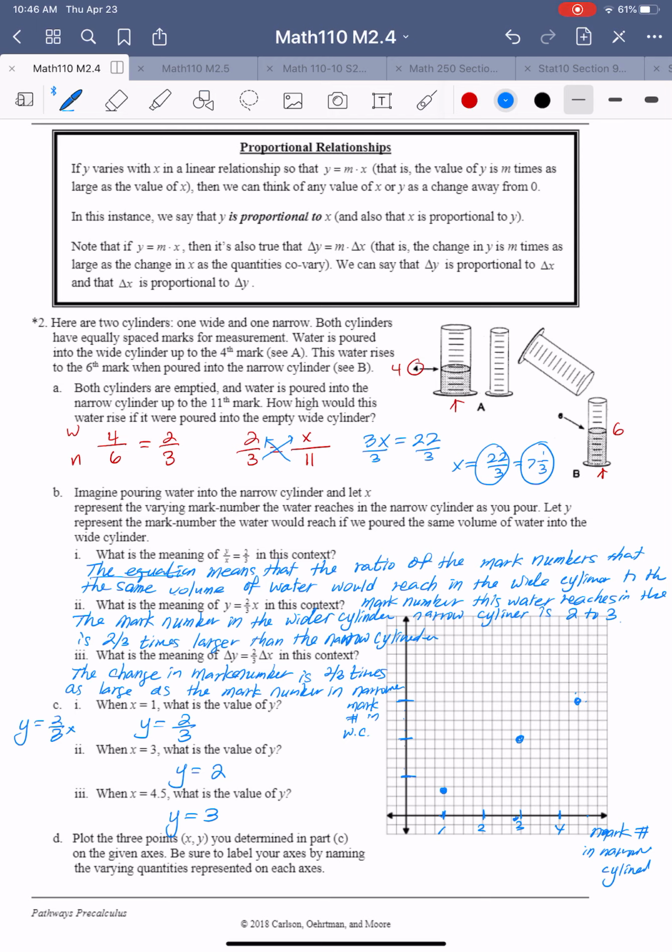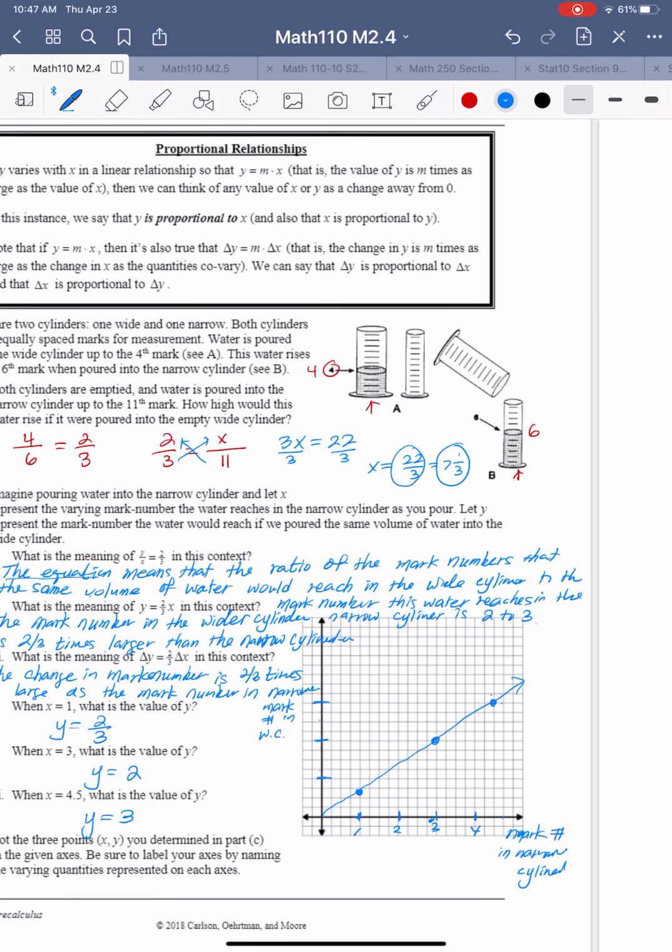Right? And then this actually makes a nice linear line, okay? If you use the increase like that, the Mach number in the wider cylinder is always 2/3 times that of the narrow cylinder, which means the narrow cylinder is 3/2 times as large as the wider cylinder. Okay, all right, so that's actually what it is.